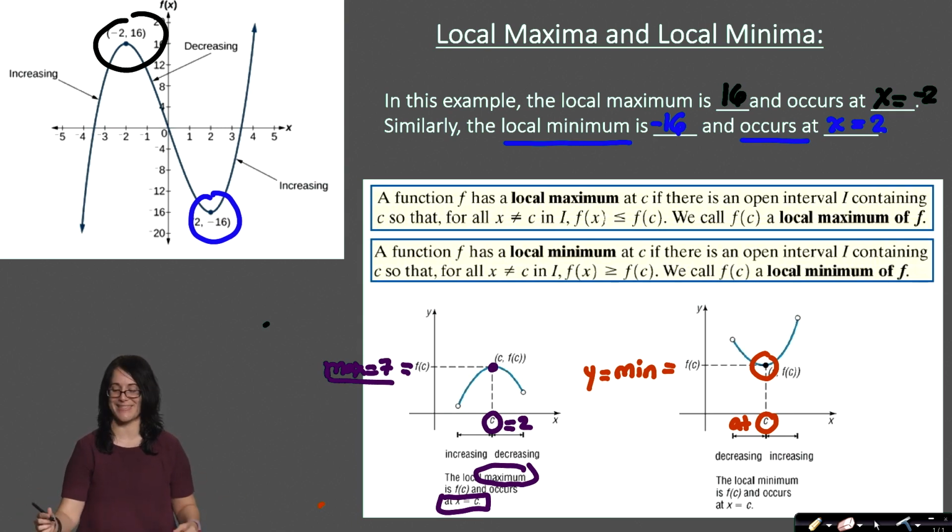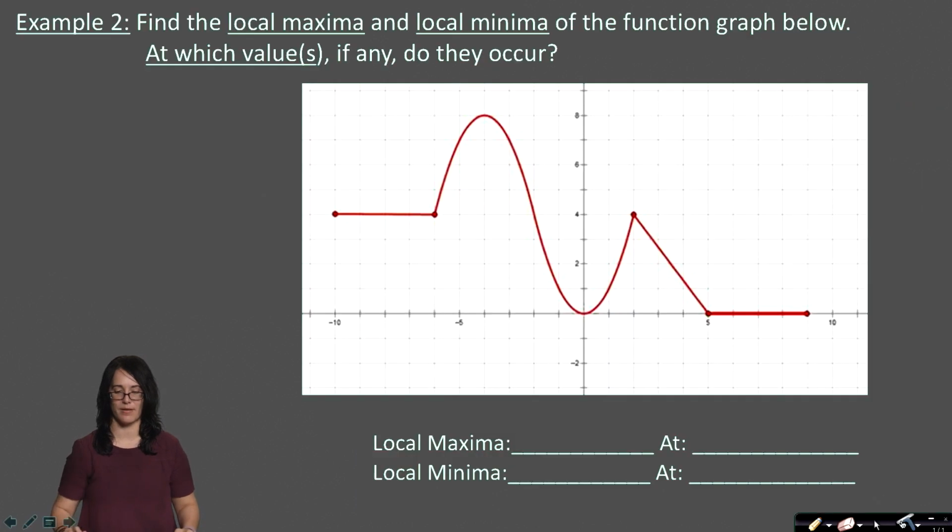Let's see if this is making any sense, with another example for you to try. Example 2 says, please find any local maxima and local minima for the function's graph below, and then tell me at which value or values they occur.